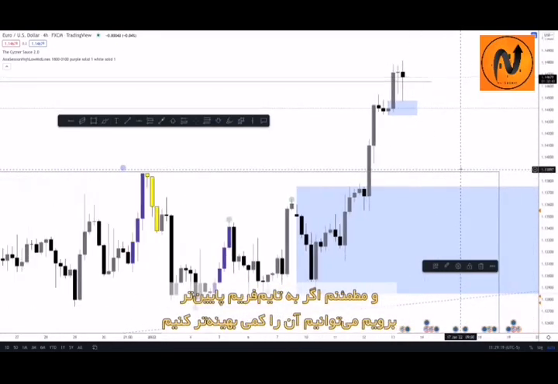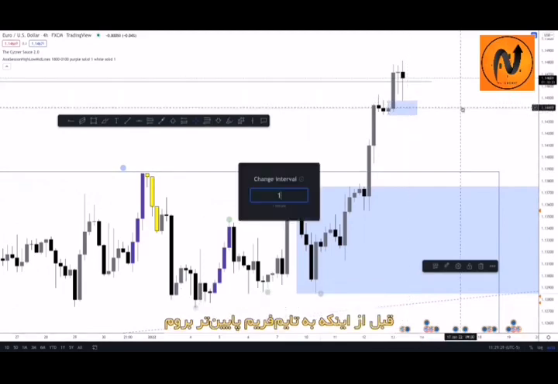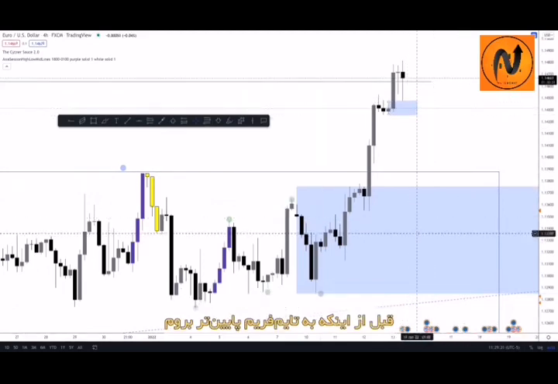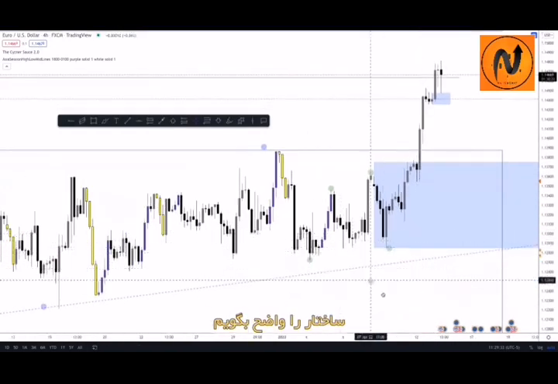And I'm sure if we go on to the lower time frames, we're going to see where we could have refined this a bit more. So we can now hop into, well, before I do that, let me clear up the structure.